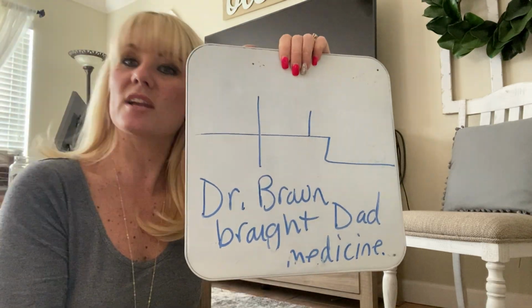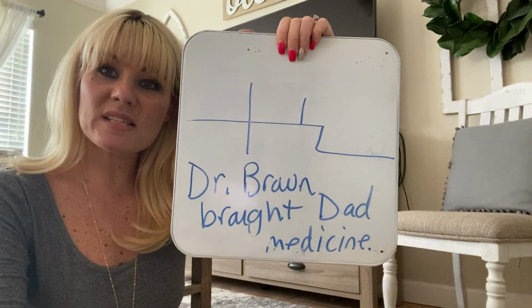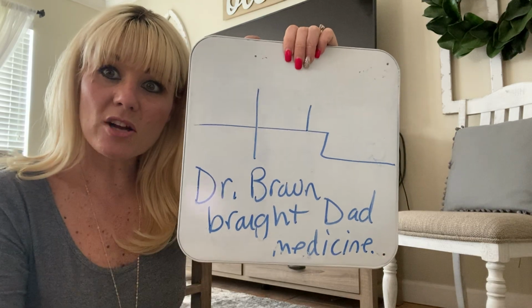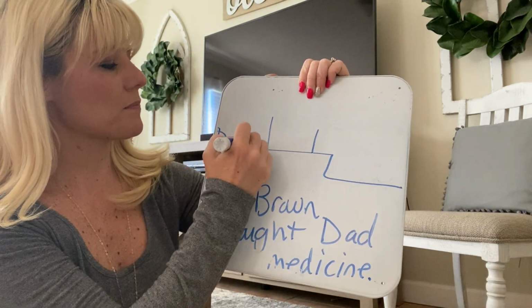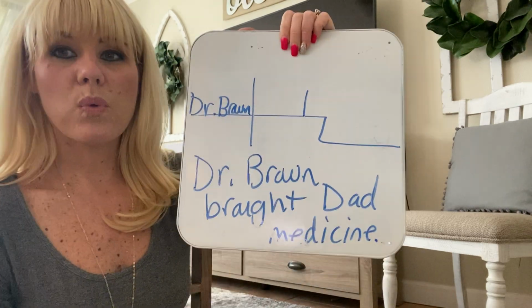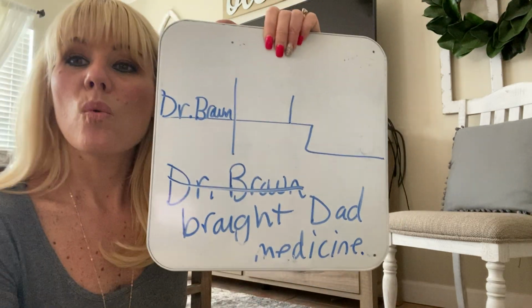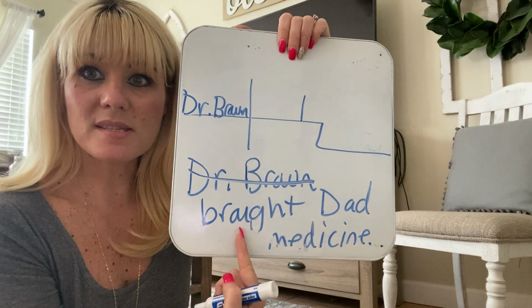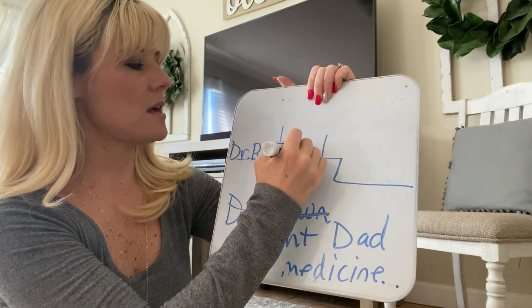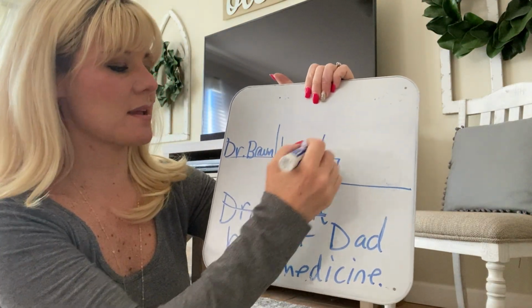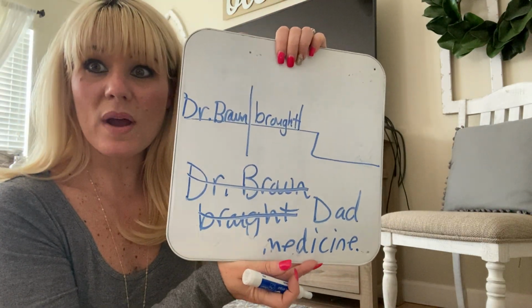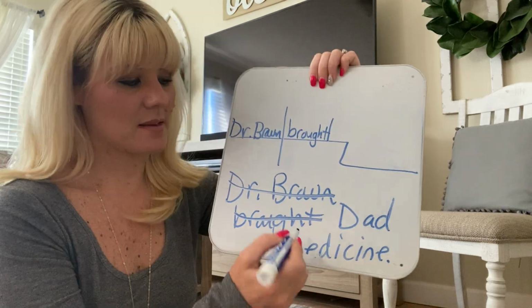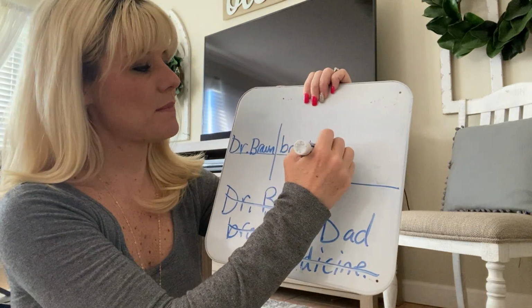I think the first thing's still going to be easy for you guys. Who is doing something in the sentence? The doctor, Dr. Brown, that's the subject. So we're going to put Dr. Brown over here. We can cross his name off now. What did he do? He brought something. So that's also easy. Brought still goes right here as the predicate. Cross that off. What did he bring? That's the next thing. What did he bring? He brought medicine. We're going to write medicine right here.